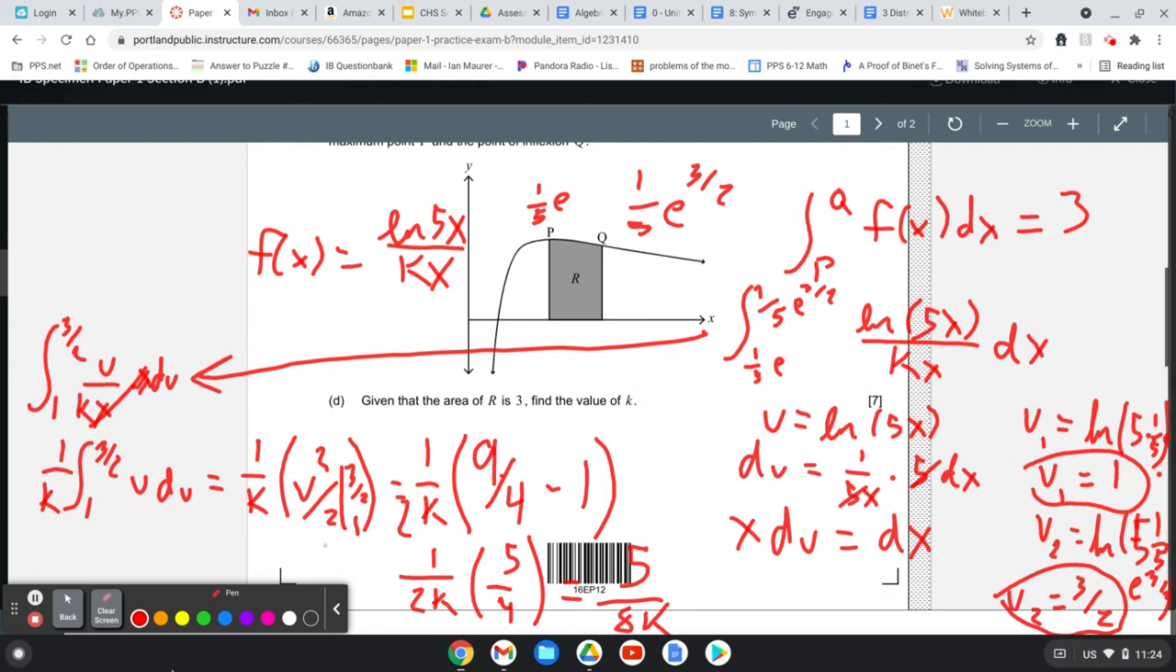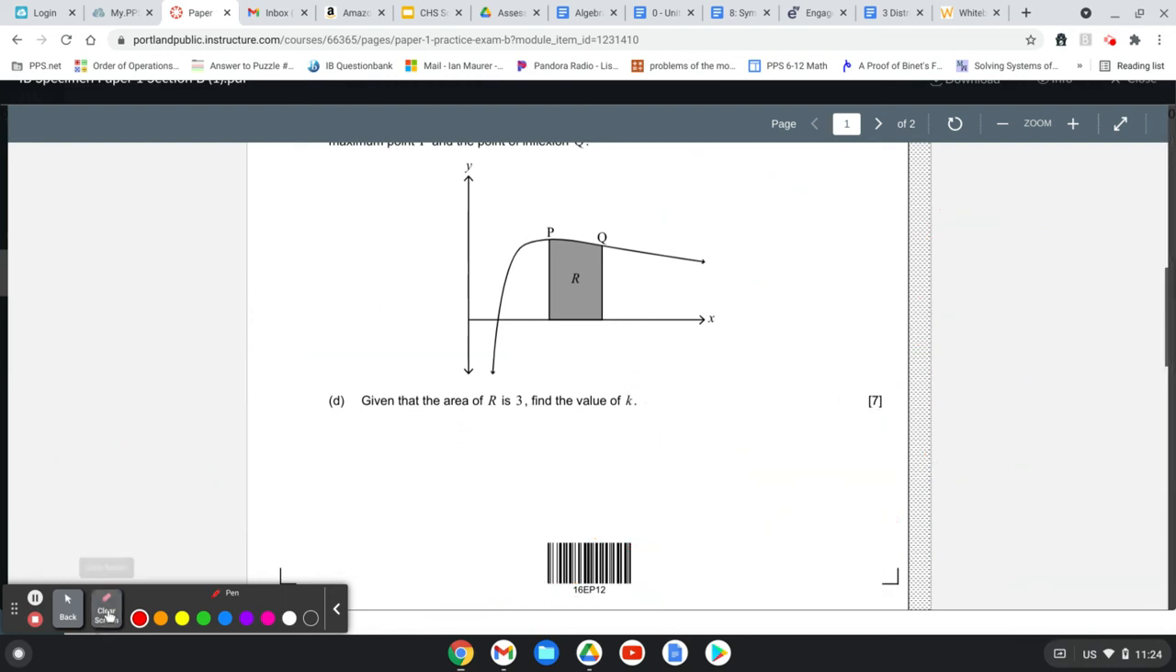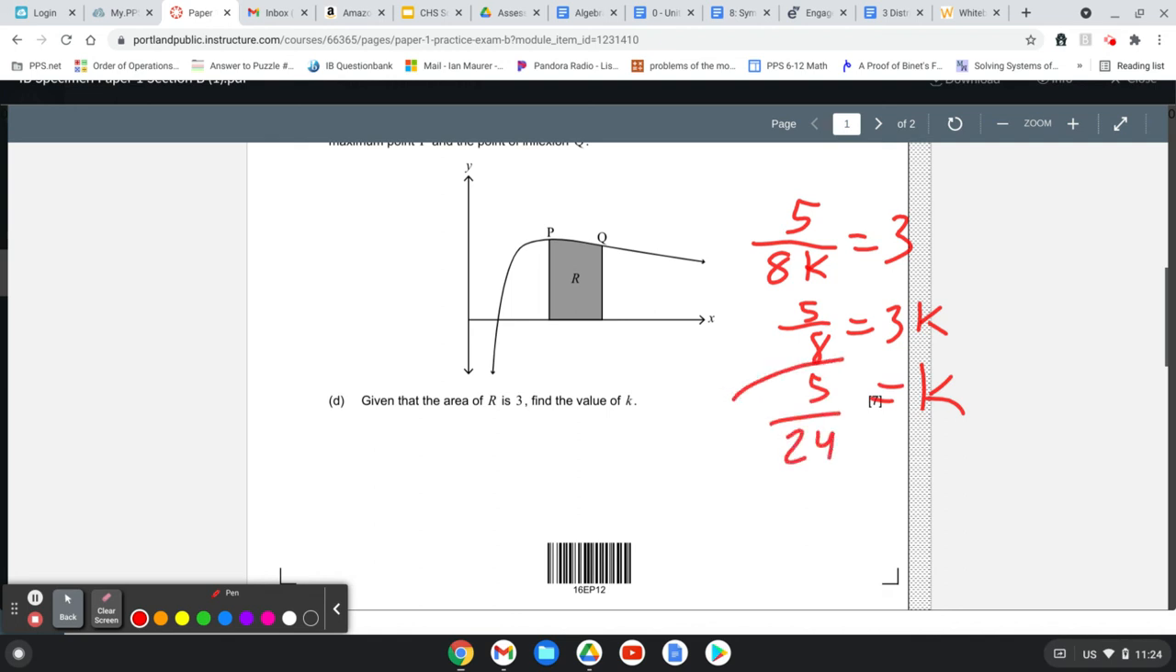5 over 8k is what we got from our integral, and we were told that the area is 3. So if I multiply by k, I have 5/8 equals 3k. And if I divide by 3, I have k equals 5 over 24. So a lot of different steps on this problem. Please feel free to ask for more explanation on any of those steps. Thank you.